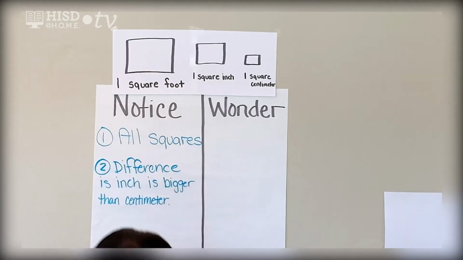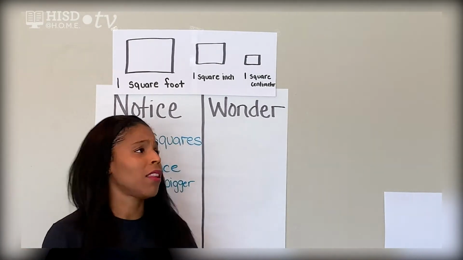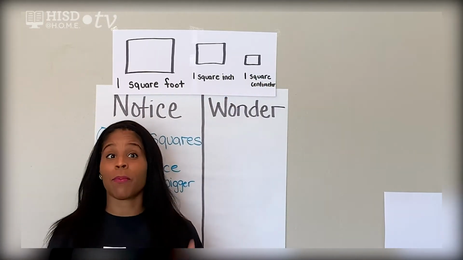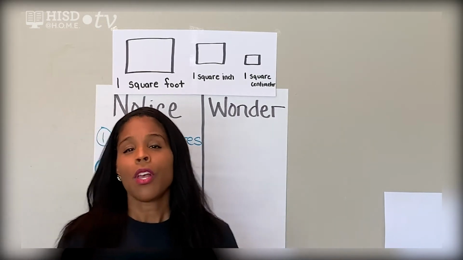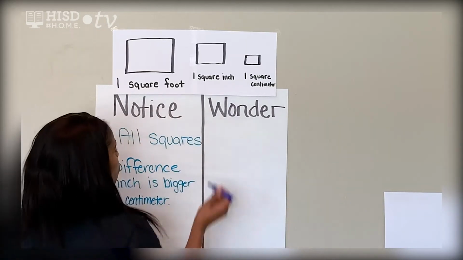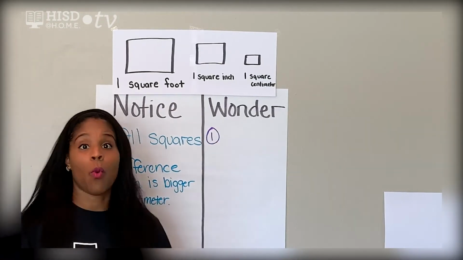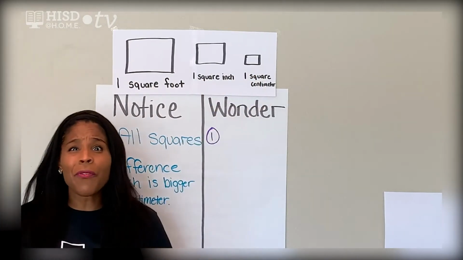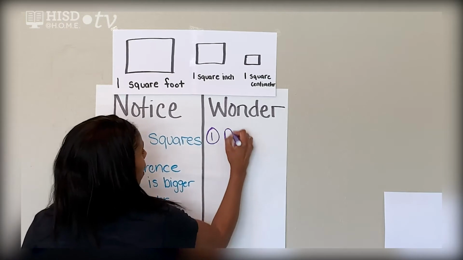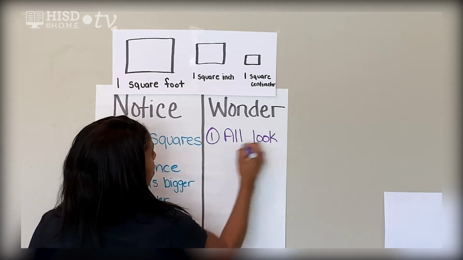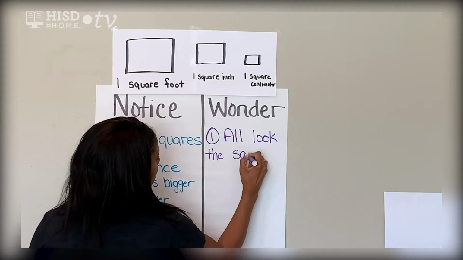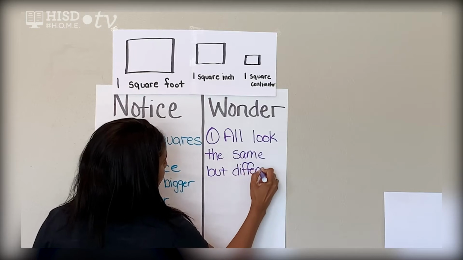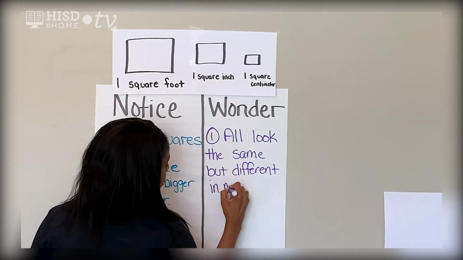Now, I wonder about some things too as I look and I review up here. And I know you guys wonder about some things too. And I hope you have some things jotted down on your piece of paper. So now let me tell you what I wonder. There's one big thing that I really do wonder about. How in the world do they all look the same, but they're different in measurement? I'm going to write that down. They all look the same, but different in measurements.